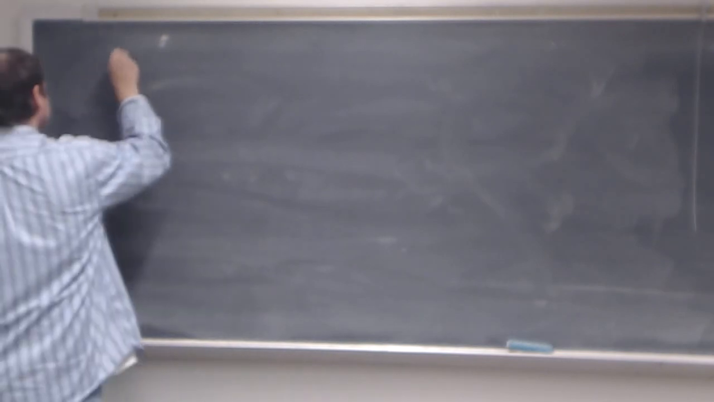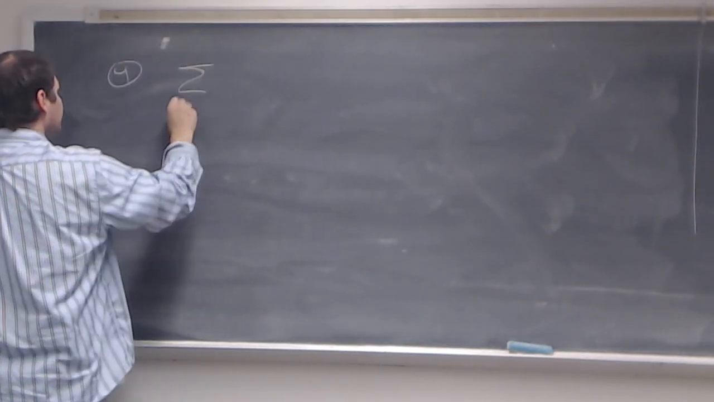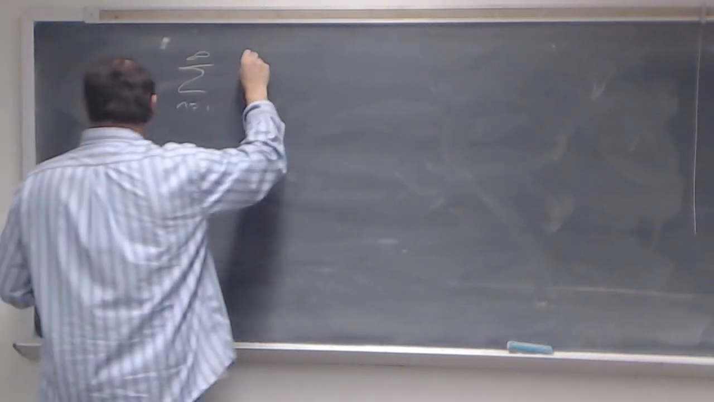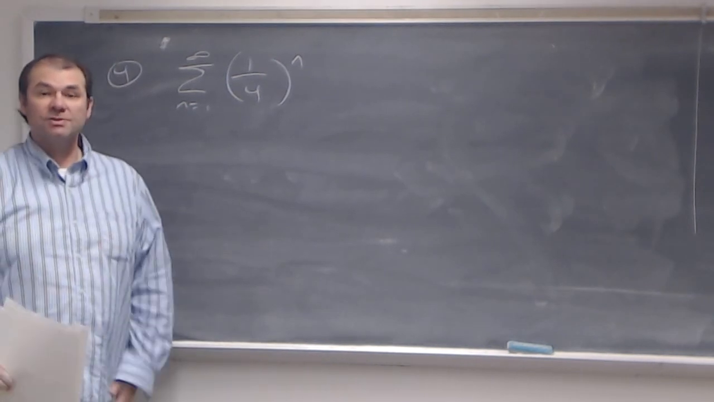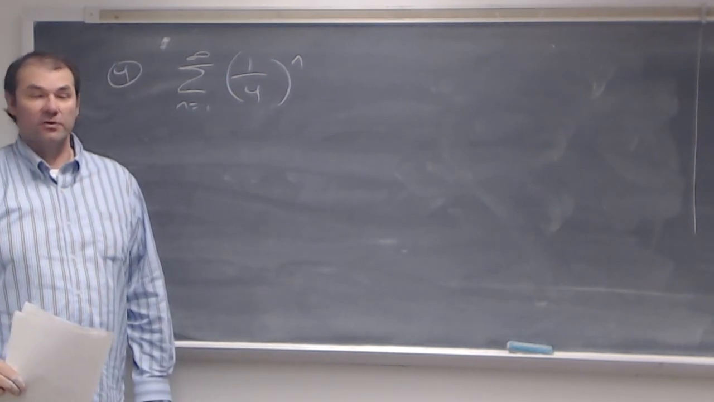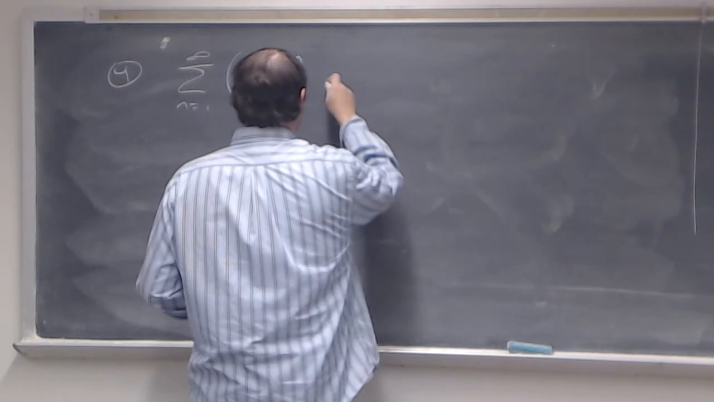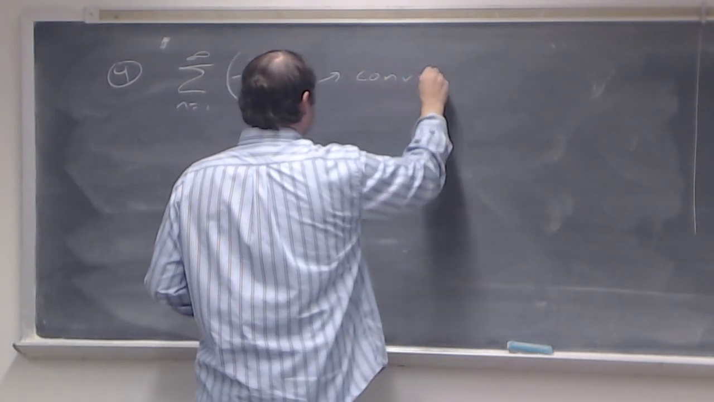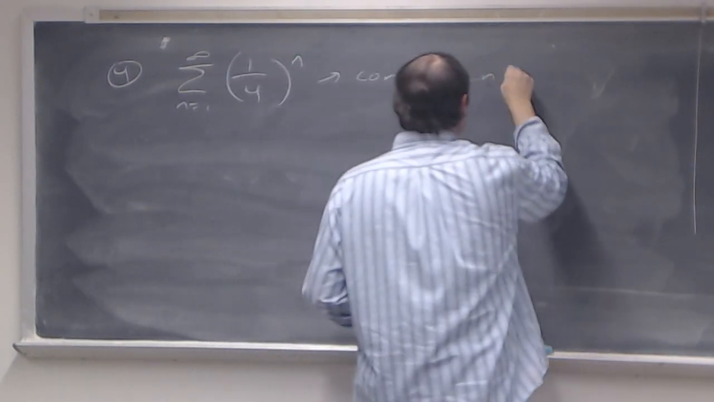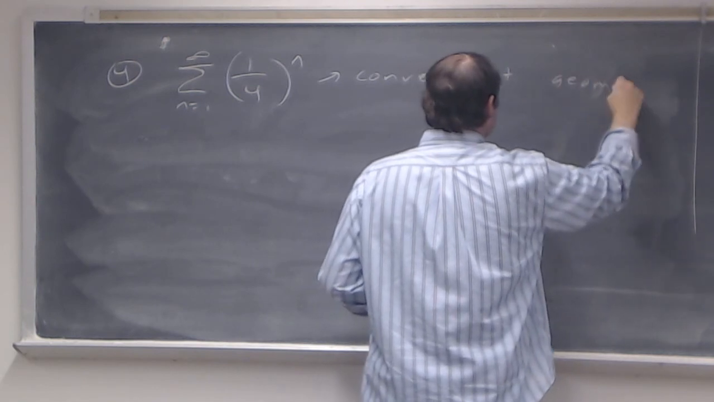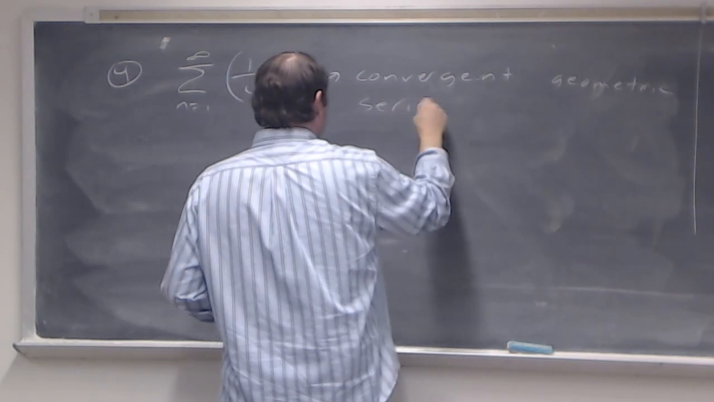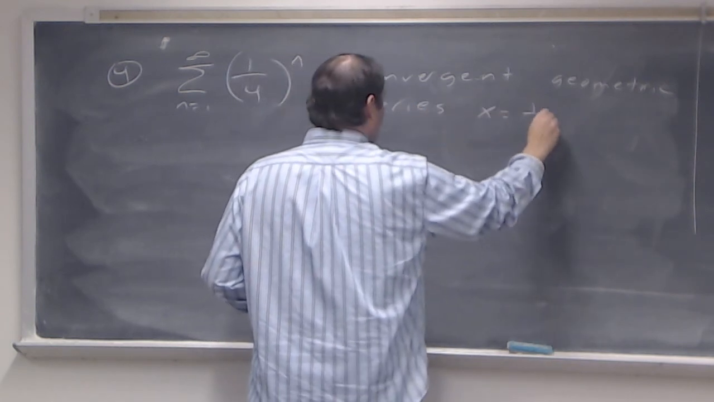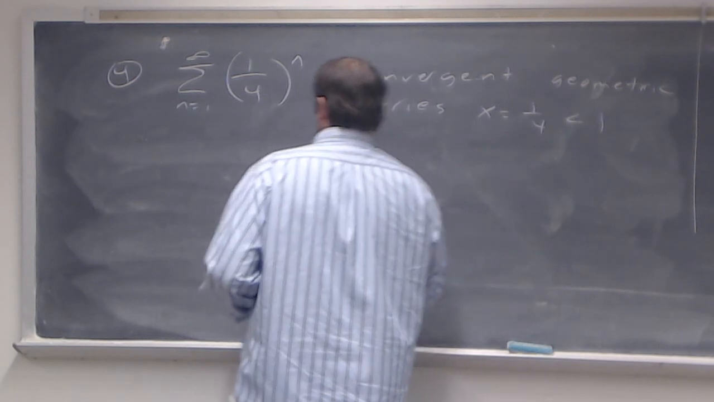Okay. Another example is the sum as n runs from 1 to infinity of 1/4 raised to the n. Again, our question is, does this series converge or diverge? Well, this is a geometric series. This converges. It's a convergent geometric series, as again, x is equal to 1/4, which is less than 1.